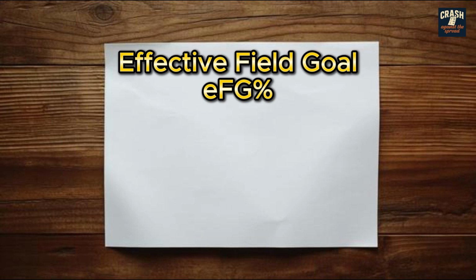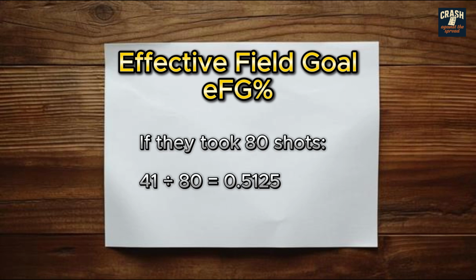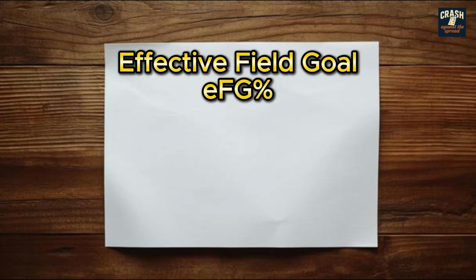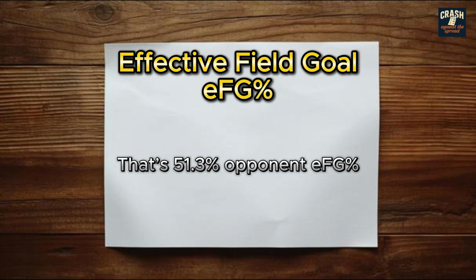Step three, divide by total shot attempts. If they took 80 shots, 41 divided by 80 equals 0.5125. Step four, convert to percentage. That's 51.3% opponent eFG%.